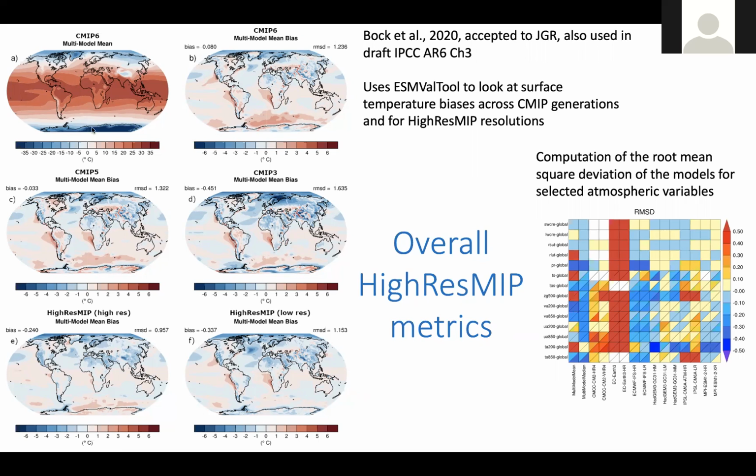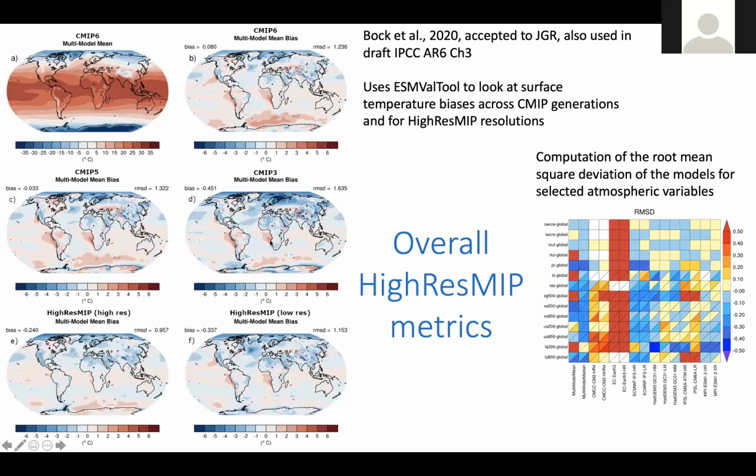And this is an example of the bias in CMIP5 models, CMIP3 models. This is the current set. And this down here is the bias in the high resolution part of HighResMIP and the low resolution part of HighResMIP. So in a sense, this is a select group of these. These models also did the DECK, but here they follow the HighResMIP protocol and here they don't.